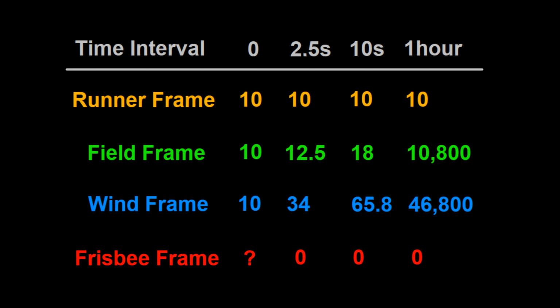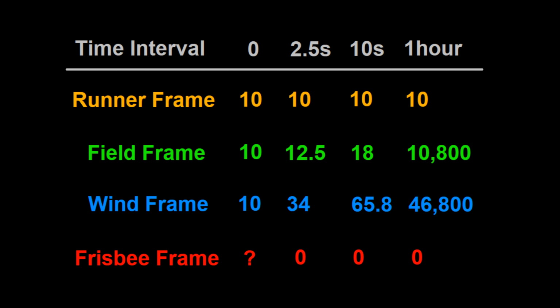We could also place the origin for our coordinate system at the location where the frisbee is in velocity space, such that the frisbee is regarded as stationary. In this case, the frisbee would have traveled at 0 meters per second, and it would have covered a total distance of 0 meters in 2.5 seconds.